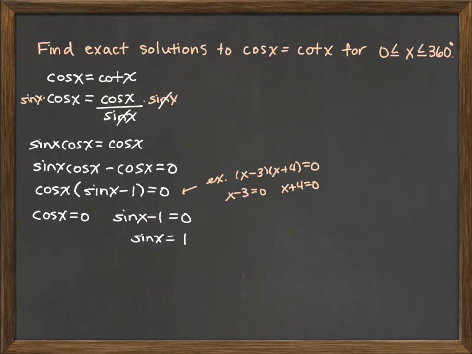So to find the exact solutions between 0 and 360 degrees to this equation, I need to figure out whether cosine of x is equal to 0 and the sine of x is equal to 1. So the cosine of x is equal to 0 when? It's equal to 0 at pi over 2, or 90 degrees, and at 270 degrees, so 3 pi over 2. And when is the sine of x equal to 1? The sine of x is equal to 1 at 90 degrees. And that's it.